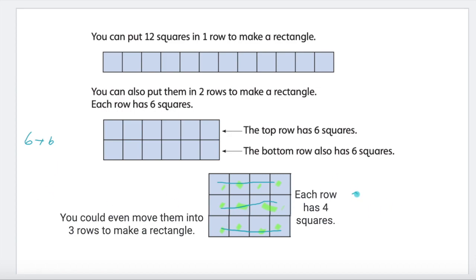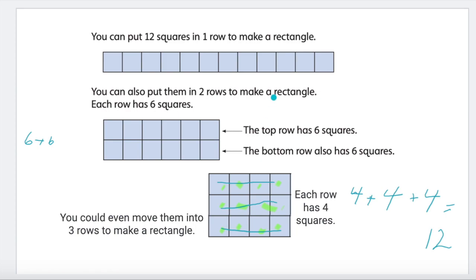By adding up the 4 in the first row plus the 4 in the second row plus the 4 in the third row. 4 plus 4 is 8, and 8 plus 4 more still equals 12.